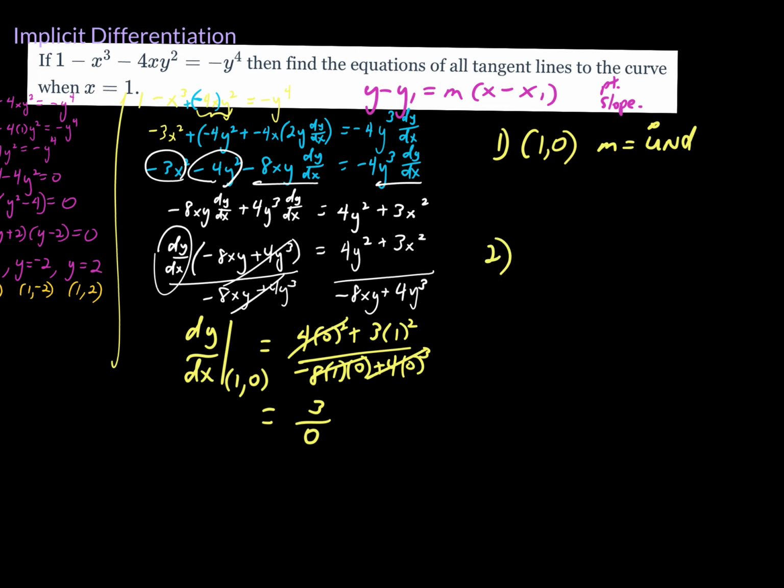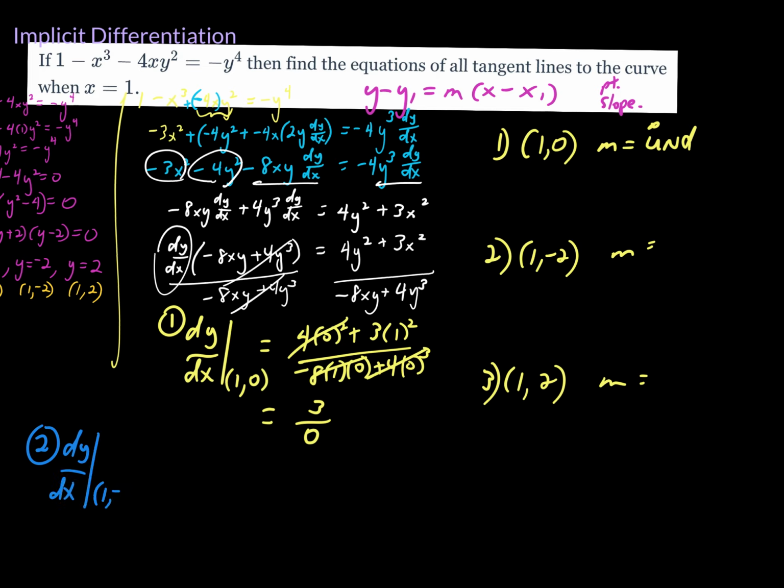So now on to the second one. The second one was 1 comma negative 2, and then the third point was 1 comma positive 2. Let's find out what the slopes of these are, and then we'll write the equations. All right, this is the work for the first one, and here, let's change the color, here is the slope for the second one. Now, we want to evaluate dy dx at the other point, 1 comma negative 2. All right, let's do the same thing. We're going to get 4.